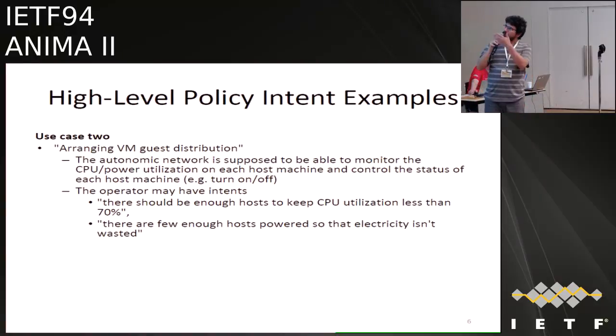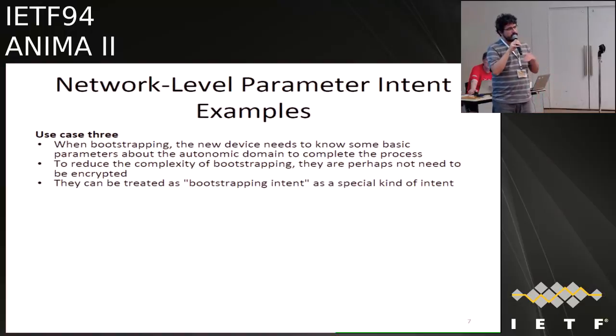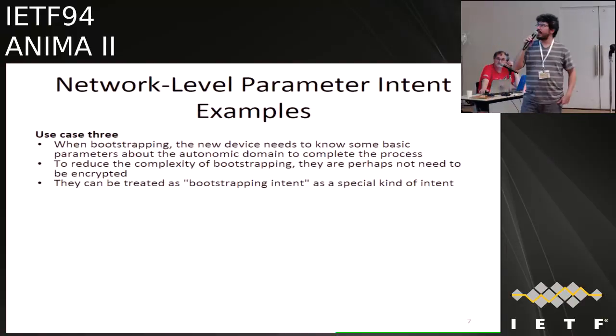So for example, the operator can have some kind of intent which states something like you have to keep the CPU utilization to some extent, for example, 70% or something like this, or you can have the smaller number of VMs activated in a given time, and it's kind of configuration. Slide. So switching to network level parameter intent examples, which are lower level examples.